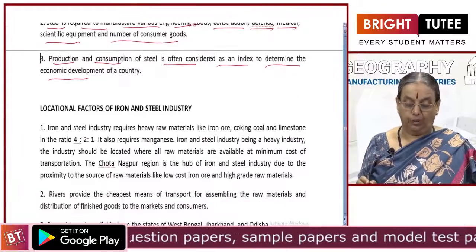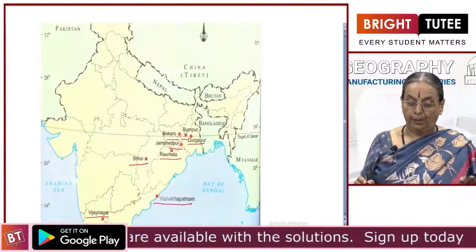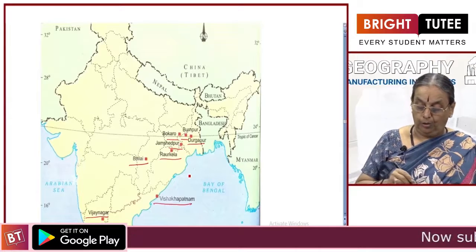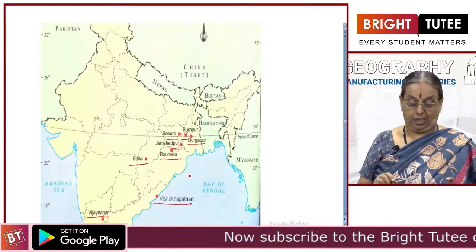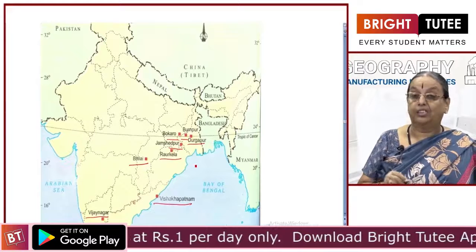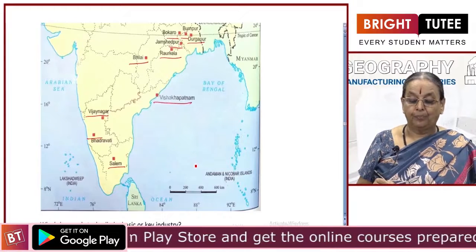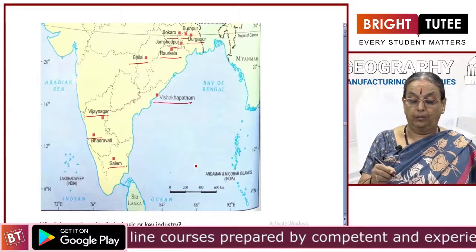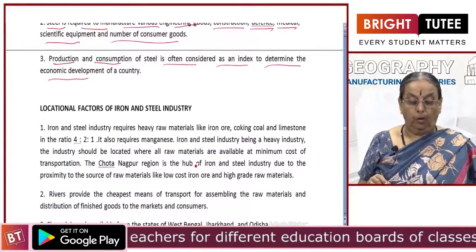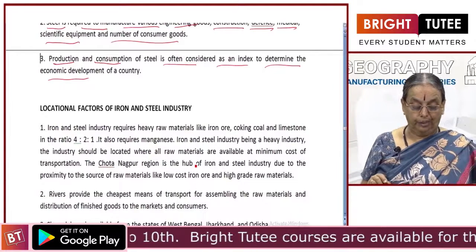Now, let us see the locational factors of the iron and steel industry. When you see the map, you can see that the Chotanagpur region is the hub of iron and steel plants. Out of the 10 iron and steel plants, 6 or 7 are located in this region, which tells you that it is the most important center for the development of the iron and steel industry. It is because of various factors which are favorable for setting up iron and steel plants in this part. Let us see what are the factors which are favorable for setting up iron and steel plants in the Chotanagpur region.